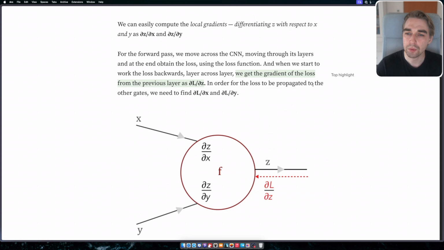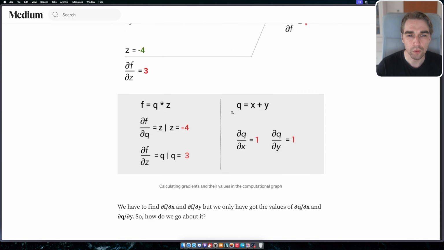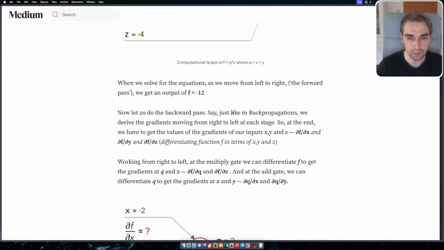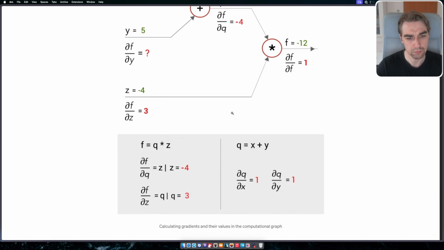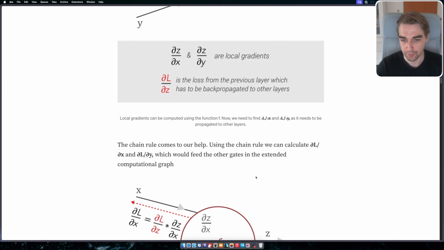In order for the loss to be propagated to the other gates, we need to find dL/dx and dL/dy. Big L, that's what they define as the big L here. Oh, so this is the loss. Okay, dz/dx and dz/dy are the local gradients. dL/dz is the loss gradient from the previous layer, which has to be propagated to the other layers. Okay, so we are going from the right to the left.